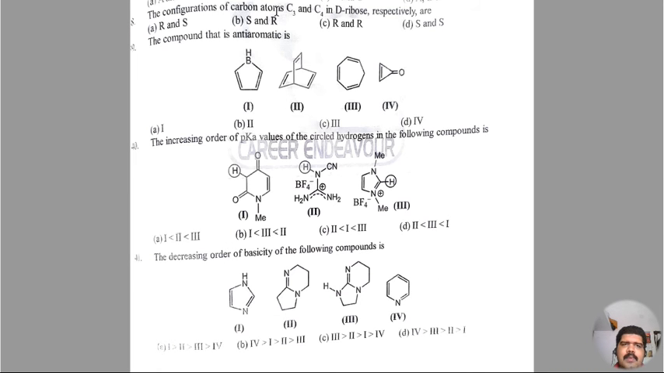Now the next one is very simple. Carbon atoms C3 and C4 in D-ribose. You can check it out. It is R and R configuration. Okay.